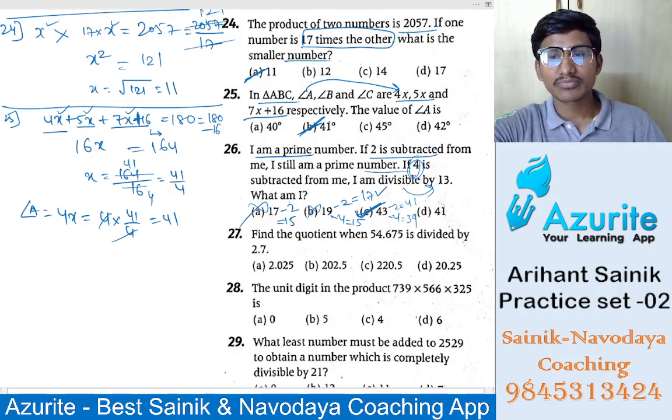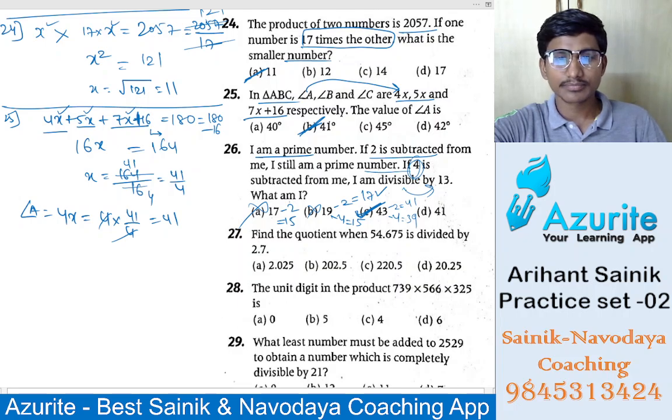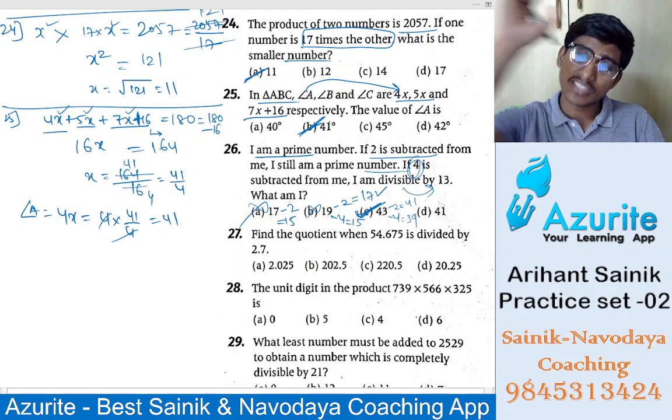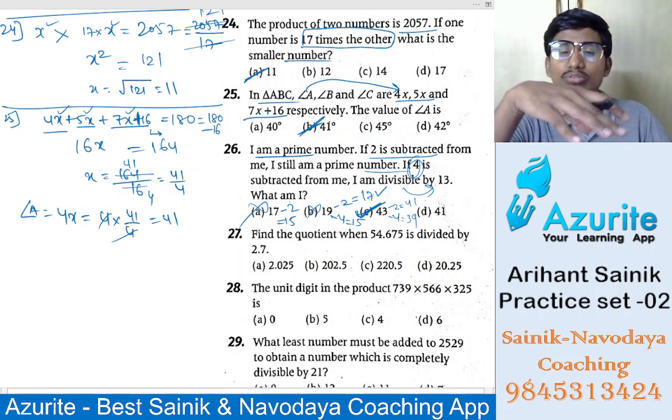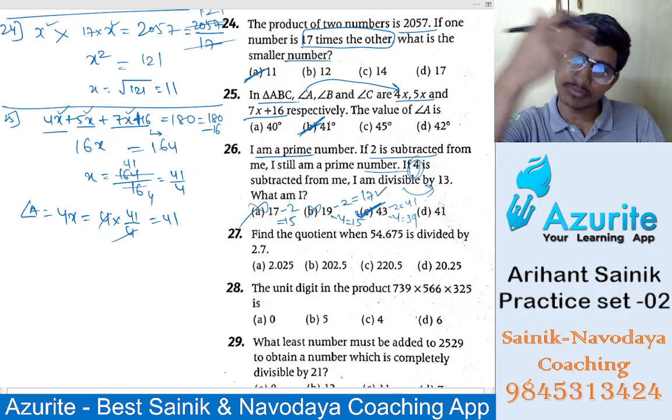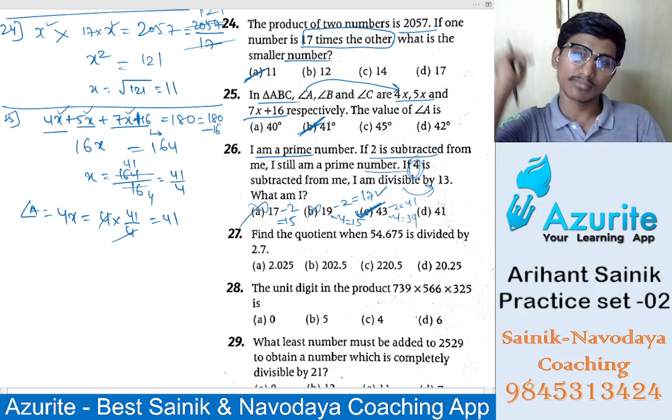Okay. Understood? Sir, from 19, you have to first minus 2 and then minus 4. Not consecutively from the same number. From 19 we have to minus first 2 and then 4, not from the answer.